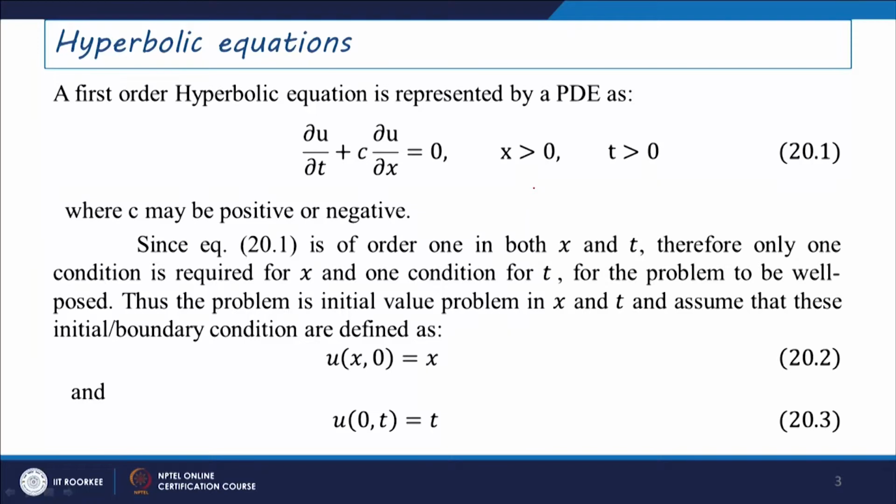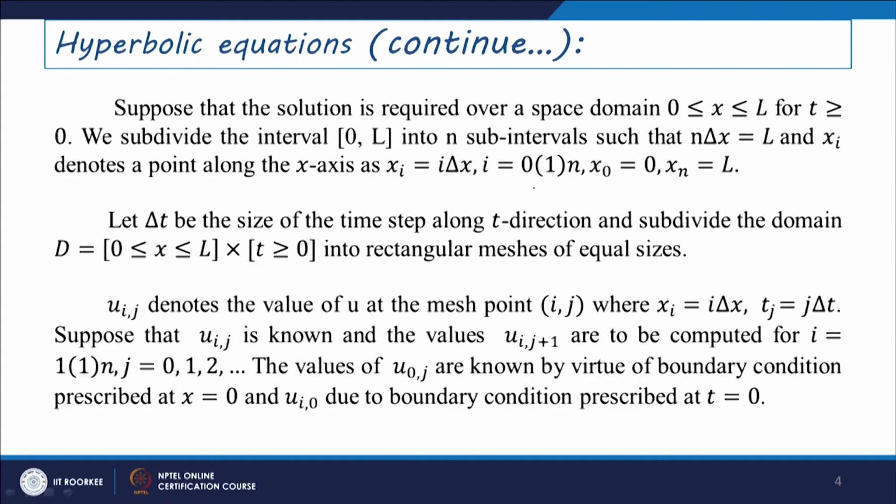If you consider this problem as an initial value problem, where x is varying in the space coordinates and t is varying in the time scale, then the initial and boundary conditions are prescribed as u of x, 0 equals f of x, and the boundary condition is prescribed as u of 0, t equals g of t. Suppose the solution is required over a space domain where x varies from 0 to L, for all t greater than or equal to 0.